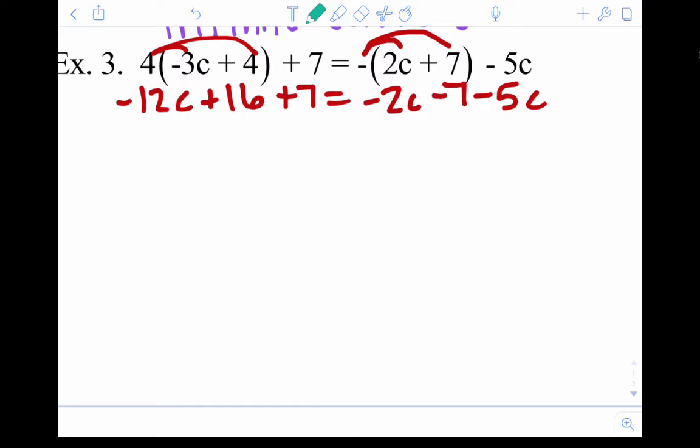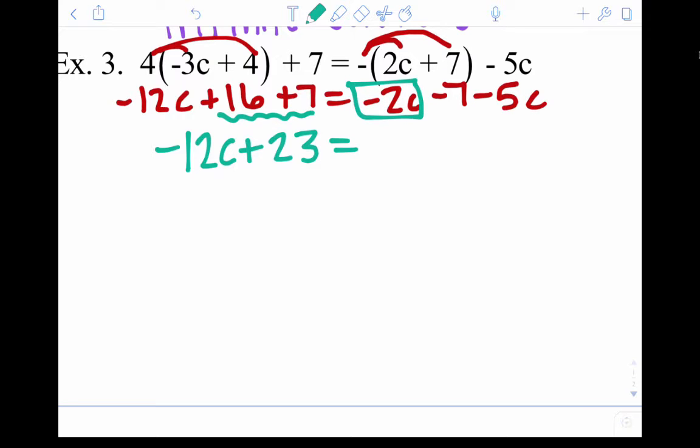Next, I'm going to combine like terms. So on the left side, I have 16 plus 7, which is 23. So I get negative 12c plus 23 equals. On the right side, I have a negative 2c and a negative 5c, because you're always looking at the sign in front. Negative 2c plus negative 5c is negative 7c. And then you have that minus 7 there still.